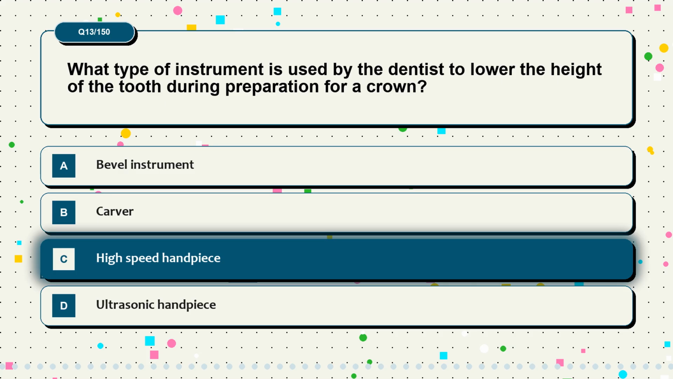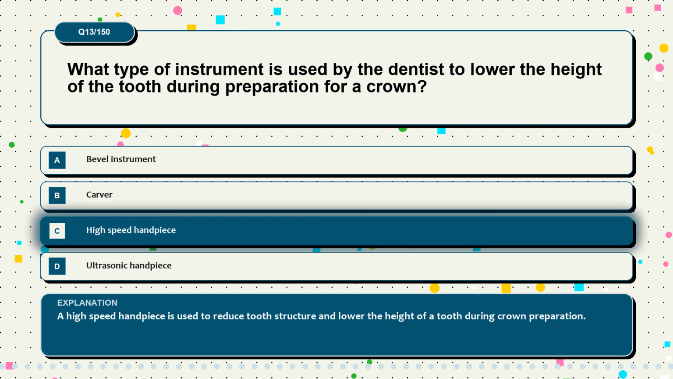The correct answer is option C, high-speed handpiece. A high-speed handpiece is used to reduce tooth structure and lower the height of a tooth during crown preparation.